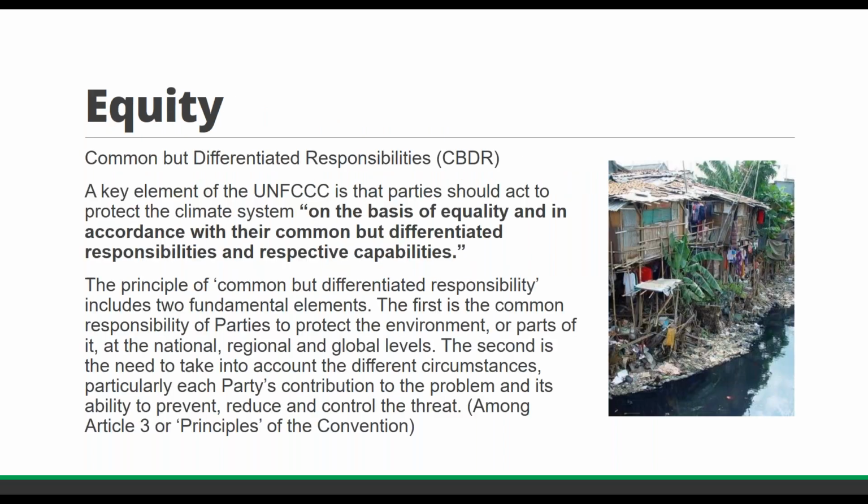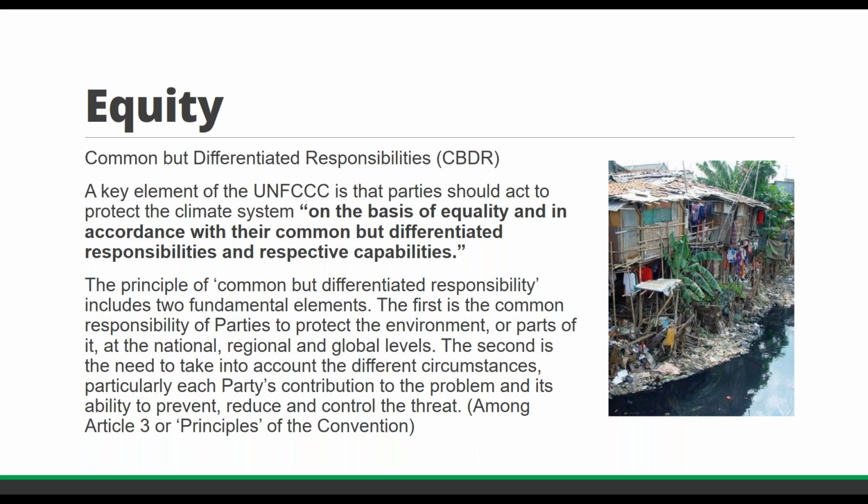As I mentioned before, we had Article 2 of the Convention, which enshrined the goal of keeping warming below a dangerous level. And again, all parties to the convention are expected to take actions towards that goal. Another key element is this understanding of common but differentiated responsibilities. So UNFCCC parties should act to protect the climate system on the basis of equality and in accordance with their common but differentiated responsibilities and respective capabilities.